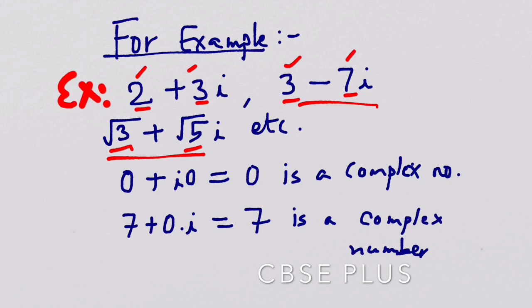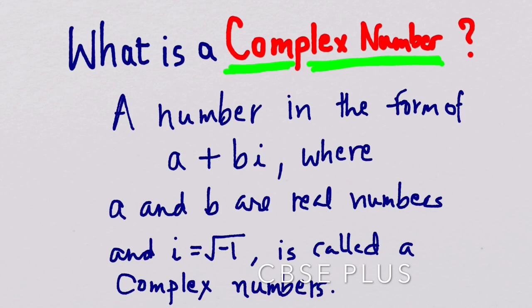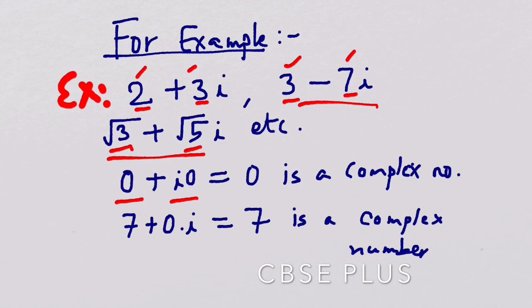So let's take the example of 0. 0 can be written in the form of 0 plus iota into 0. So it is satisfying the same definition, that a number written in the form of a plus bi, where a and b are real numbers. So 0 is a real number. So this is written in the form a plus bi and it is equal to 0. So 0 is also a complex number.